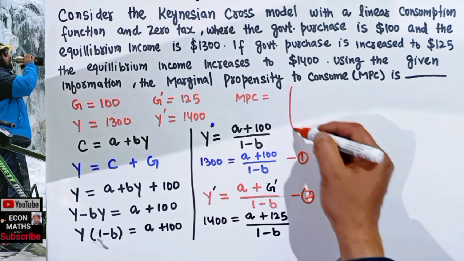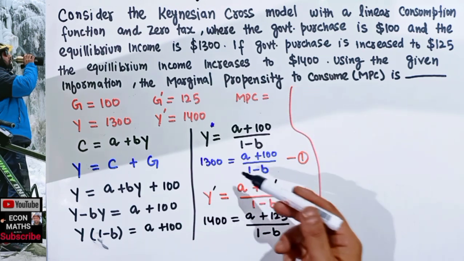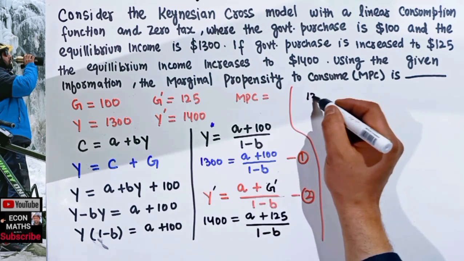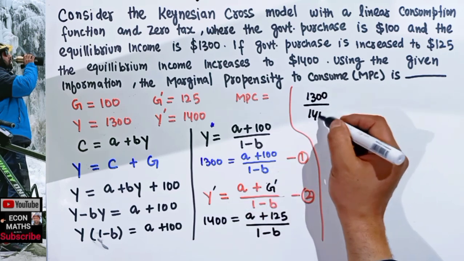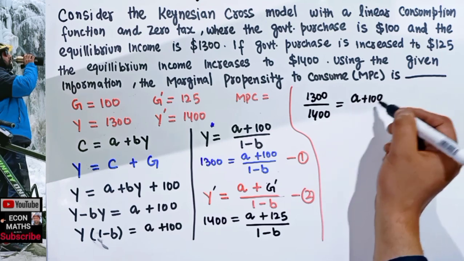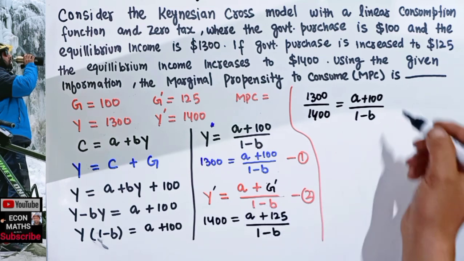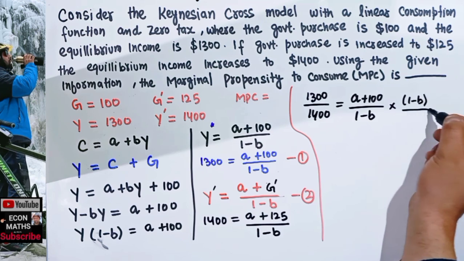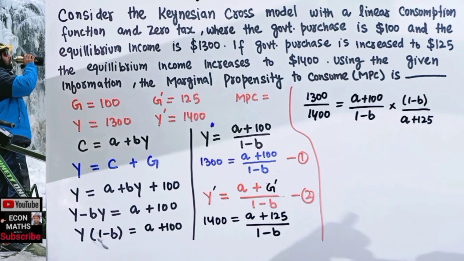Dividing equation first by second, first we need to find out the value of A, because we have two unknowns here. So dividing it, we will get 1300 on LHS divided by 1400 will be equal to, here we have A plus 100 divided by 1 minus B. When I divide this term, it will get multiplied and reciprocated. It will become 1 minus B divided by A plus 125.